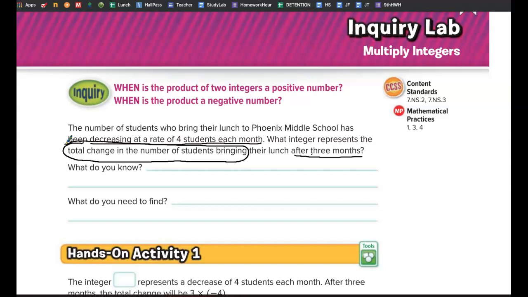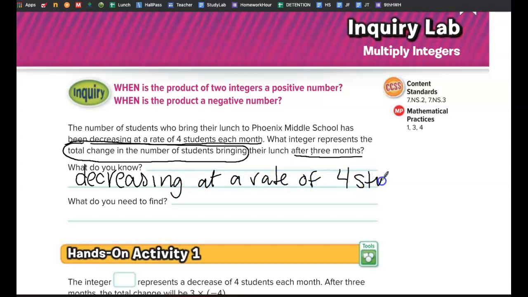All right, Miss Addie Swanson, what's one thing that we know? Okay, so it's decreasing at a rate of 4 students each month, yes? Decreasing at a rate of 4 students. Did anybody write anything else about what we know?